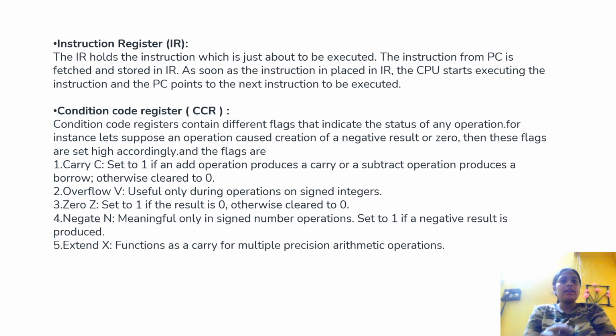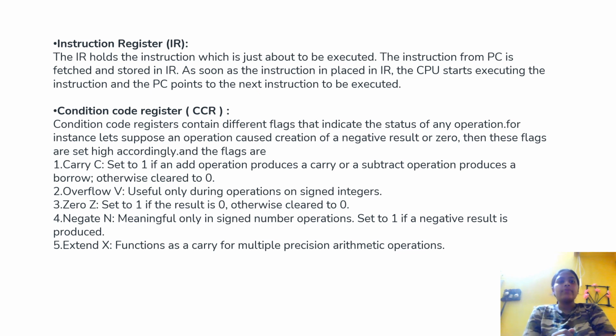First comes the carry. It is set to 1 if an add operation produces a carry or a subtraction operation produces a borrow. Otherwise, it is cleared to 0. Next, coming to overflow, that is V, useful only during operations on signed integers. Coming to zero, that is Z, it is set to 1 if the result is 0, otherwise it is cleared to 0.